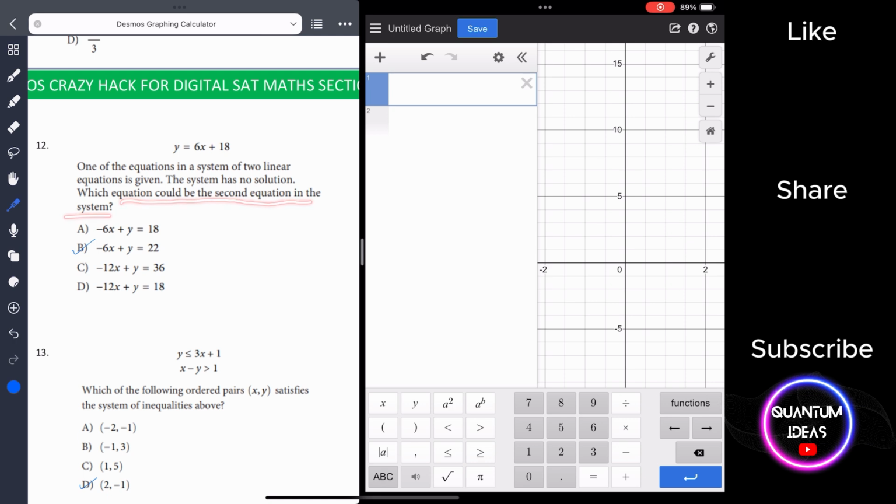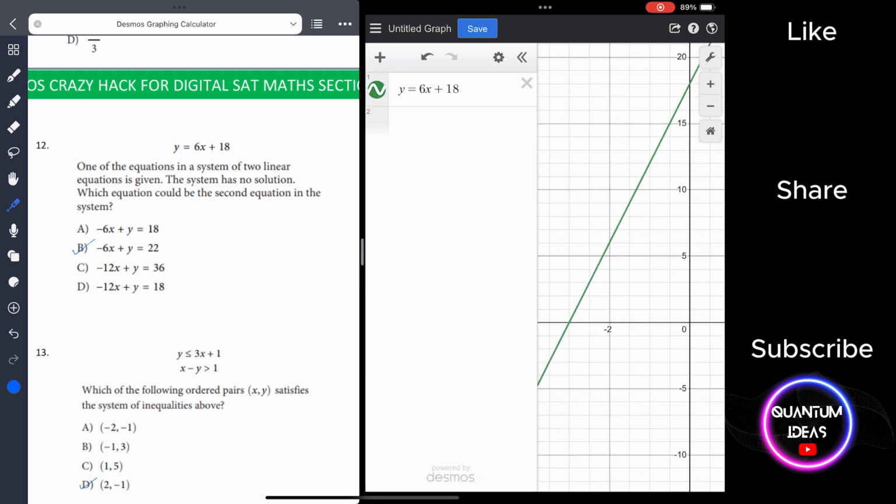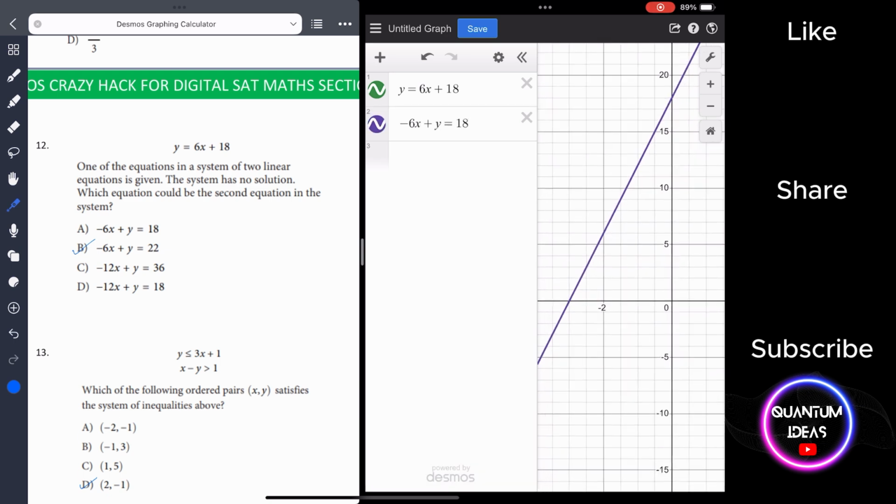For the system to have no solution, the two lines will be parallel. Just plot the first one given in the question, y equals 6x plus 18. This is our line. Then to check, plug in one by one. Minus 6x plus y equals 18, right? If you see here, these are overlapping lines, so they have infinitely many solutions. These are just overlapping lines, so this is not our answer.